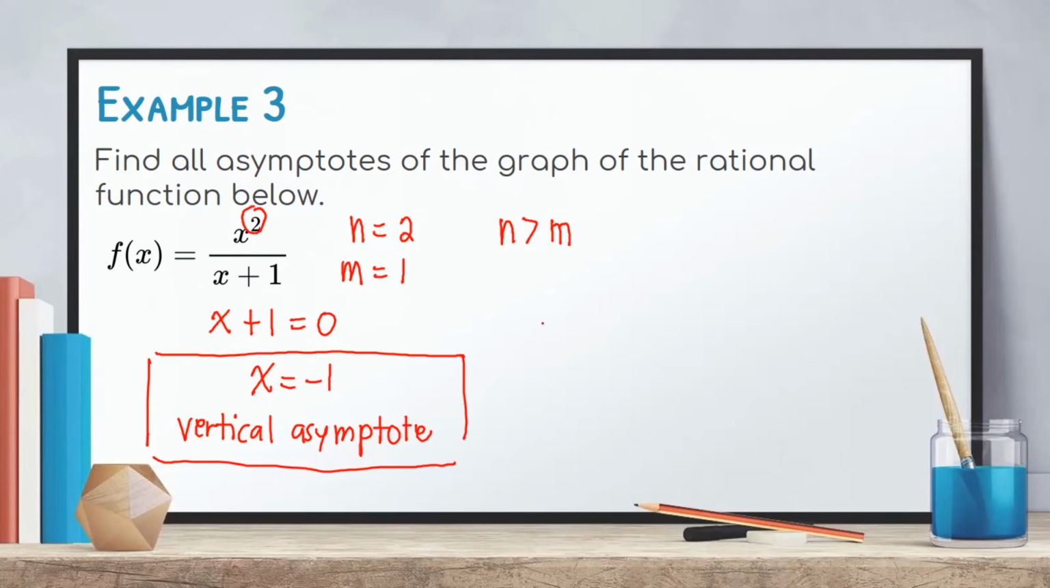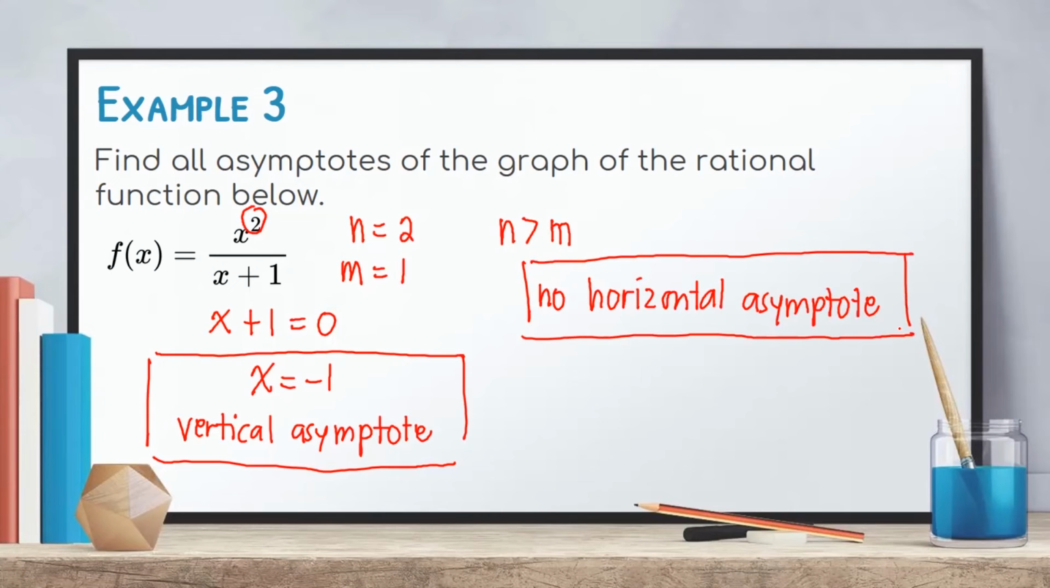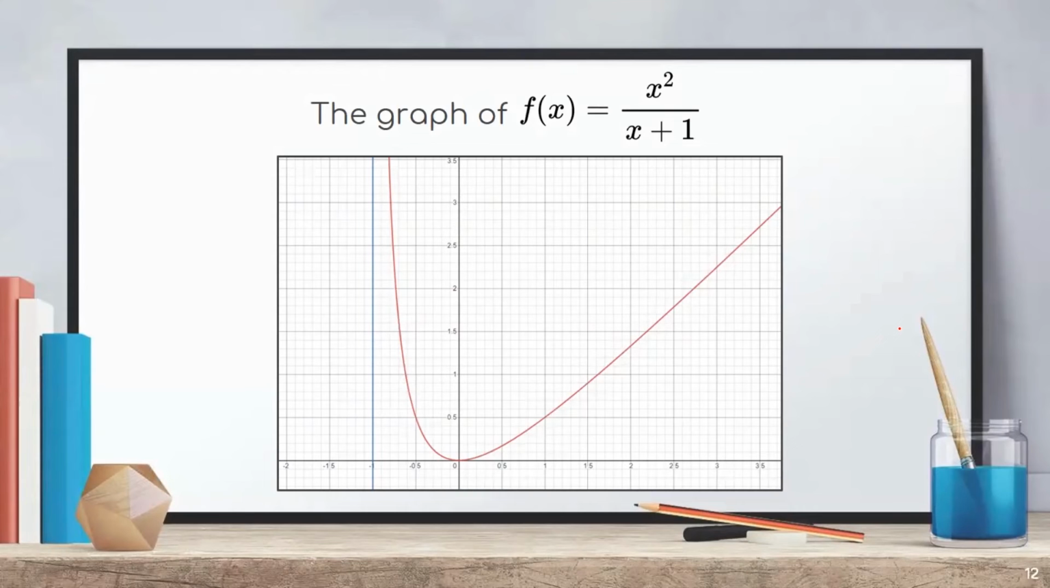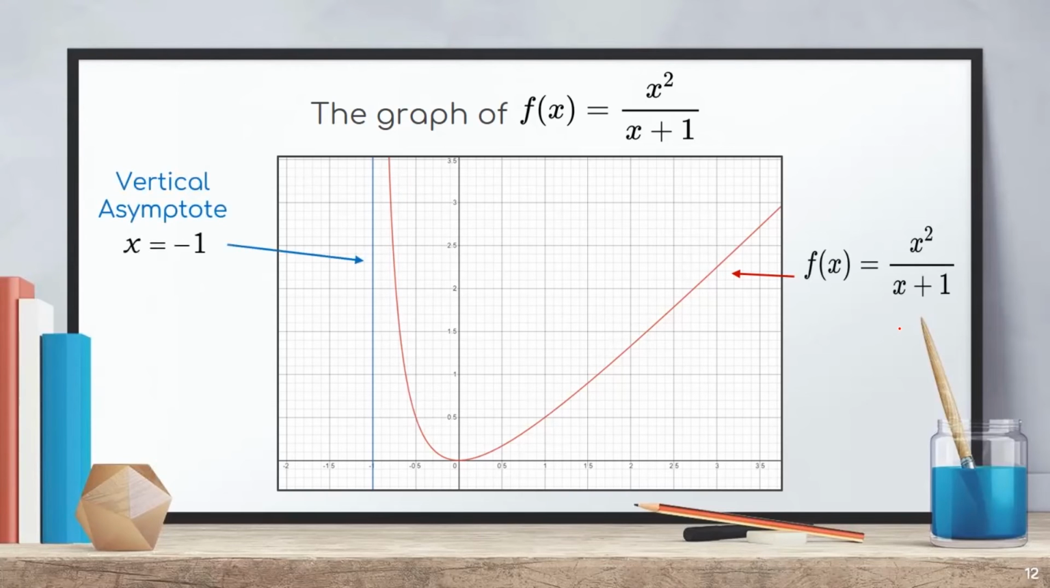The third condition states that if the degree of the numerator is greater than the degree of the denominator, then there is no horizontal asymptote. Therefore, the given function has no horizontal asymptote. This is the graph of the function f of x equals x squared all over x plus 1. The graph shows the vertical asymptote is x equals negative 1, and there is no horizontal asymptote.